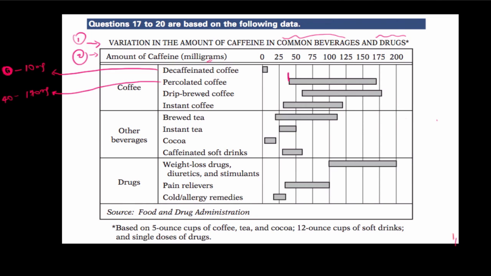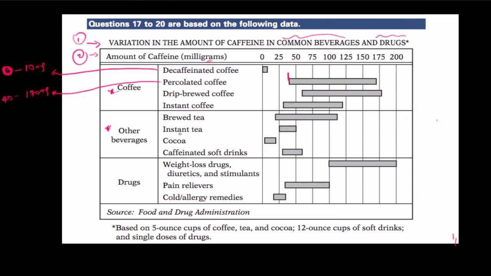Similarly, for the deep brewed coffee, the variation lies between around 60 and say 180. Similarly, instant coffee, you have between 30 and 110. So you can see I'm beginning to understand the diagram. That's the second step, to understand the diagram. So I go to the next one. This one is about coffee, the variation in the amount of caffeine in different brands of coffee. Now the next one is beverages, brewed tea.